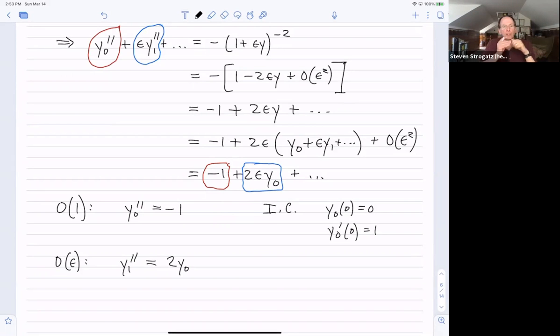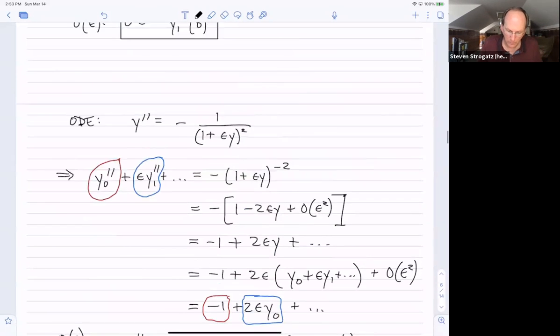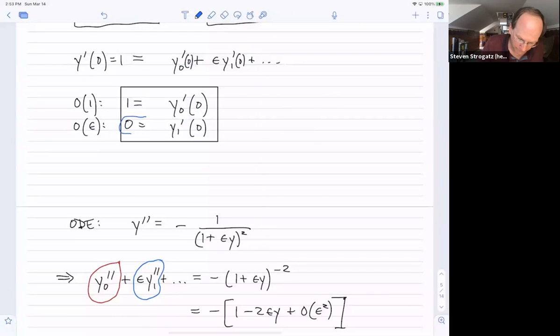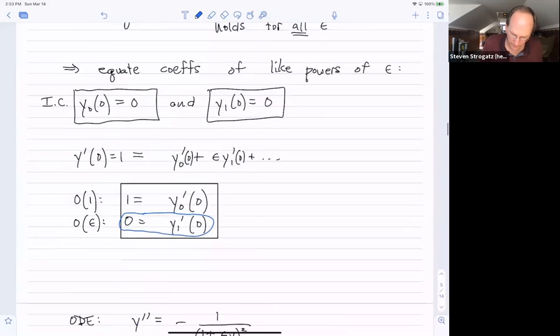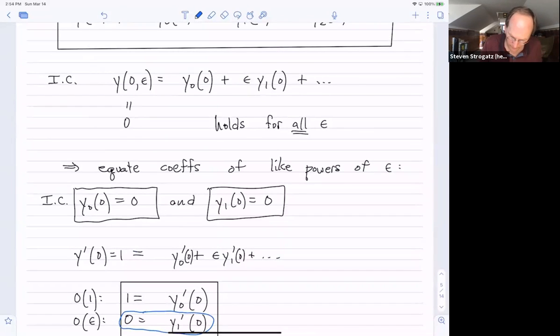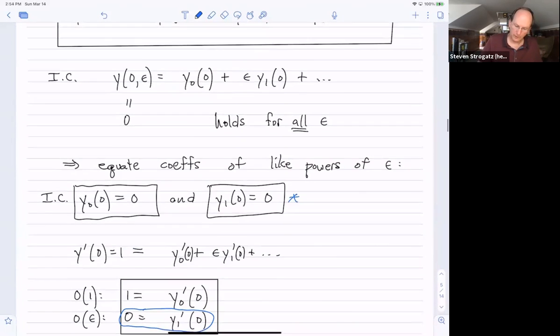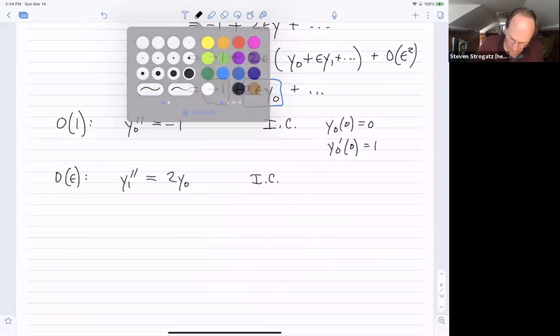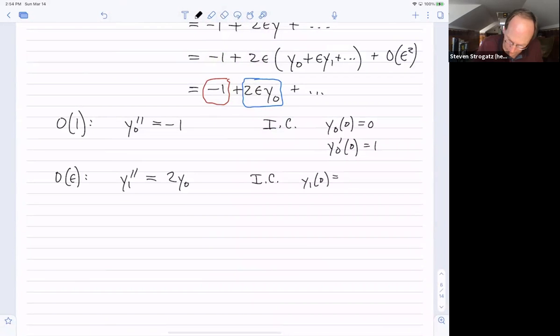Right, that's the equation at the next order. And its initial conditions, well, those are the initial conditions on y1, which I wrote down here and here. All right, so those are both 0 initial conditions. So y1 at 0 is 0, and y1 prime at 0 is 0. Okay, now it's just cleaning up.